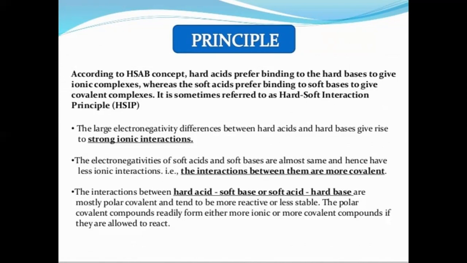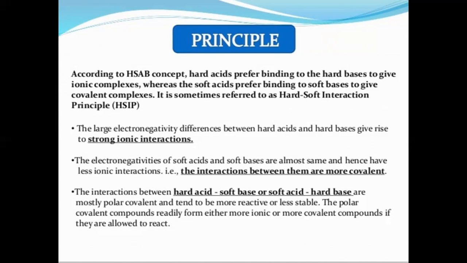And the interactions between hard acid and soft base, and soft acid and hard base, are most popularly polar covalent and they tend to be more reactive, less stable. If such interaction is there, they are found to be more reactive and less stable. So, such compounds readily form either more ionic or more covalent compounds if they are allowed to react.